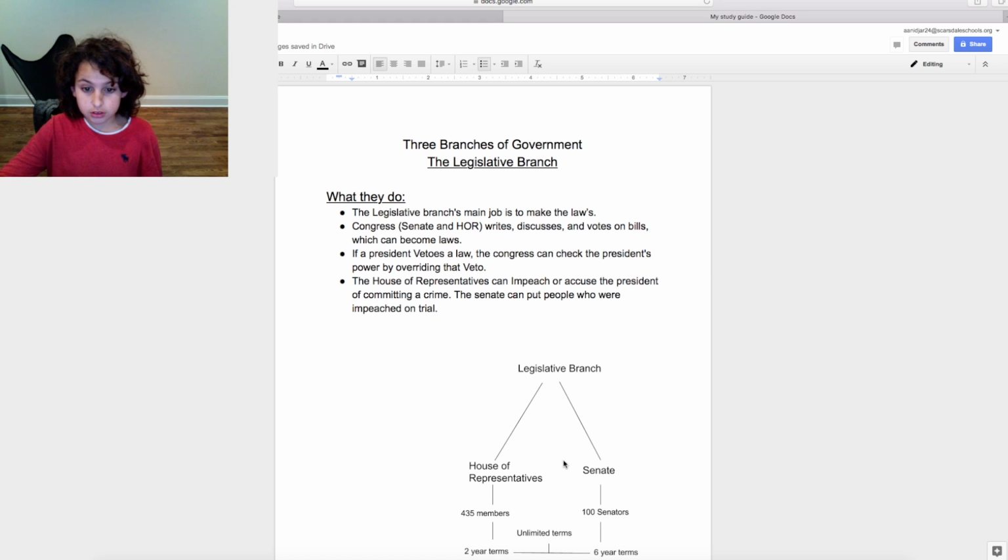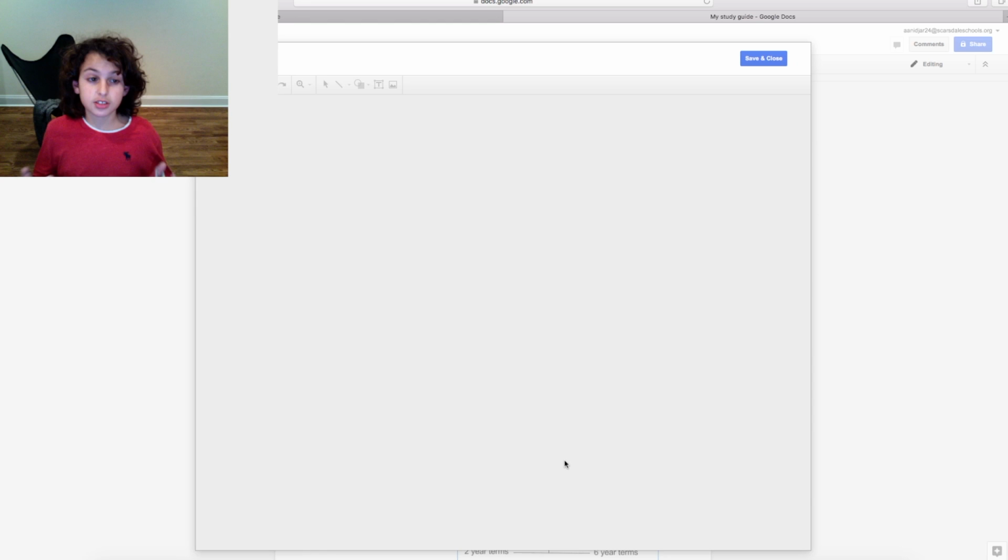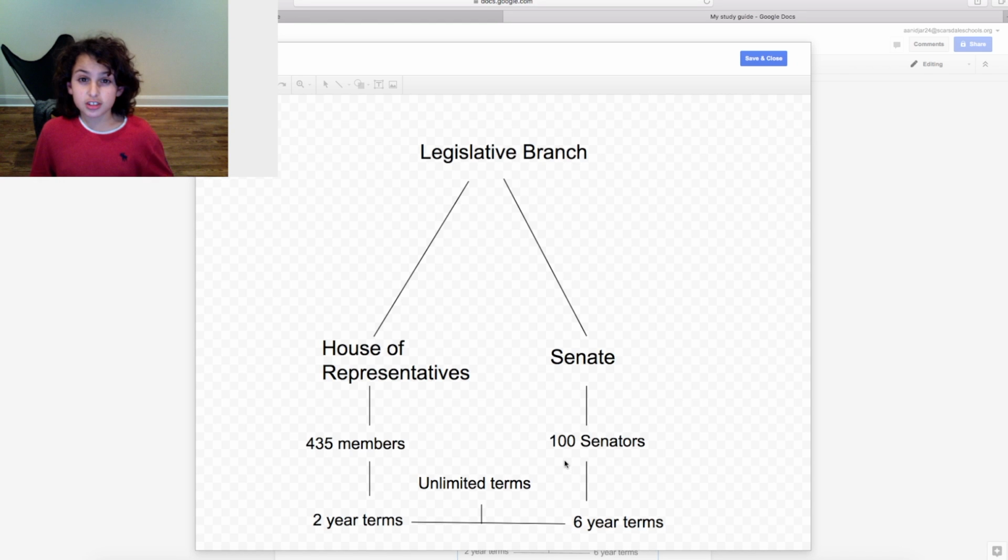Now let's do this. Legislative branch. This is a big diagram I made. First, it's the legislative branch. The legislative branch is split into House of Representatives and Senate.